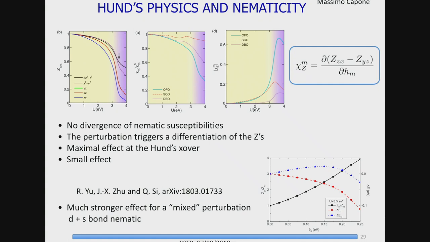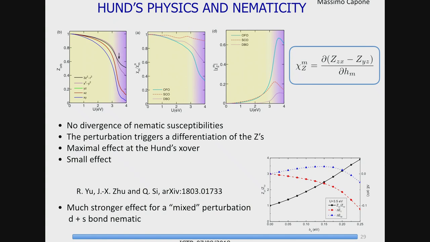So the bottom line, to be honest, is that the effect numerically is small, and it doesn't allow us, for example, to be compared with the numbers that have been extracted by the analysis of Shamus-Davis experiments that has been discussed before. Still, my list of results is that there is no spontaneous symmetry breaking, there is this effect on the Z's, but the effect is small.